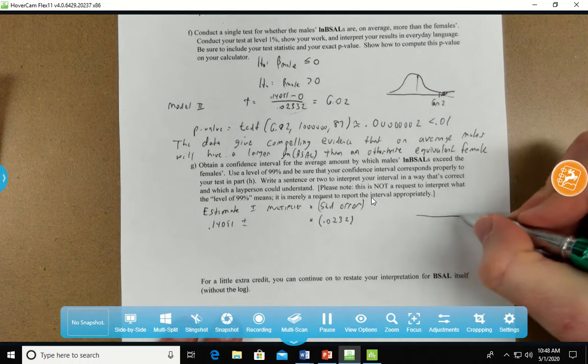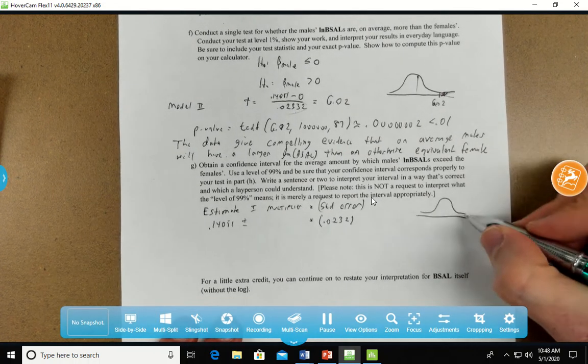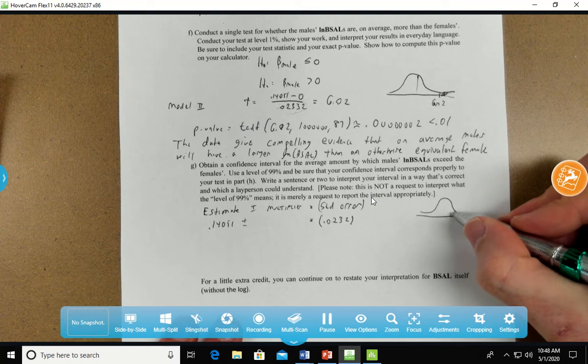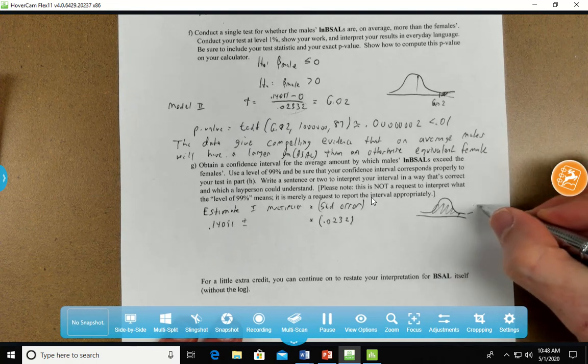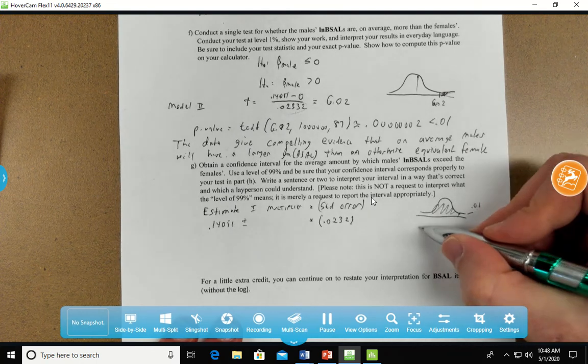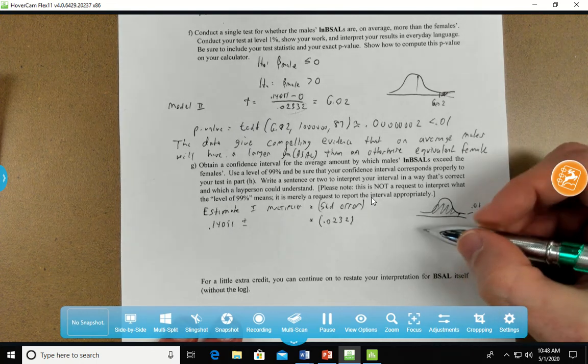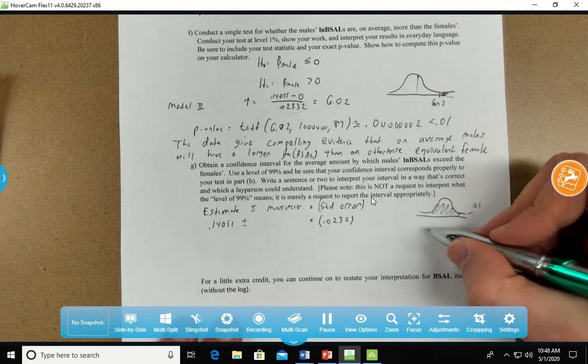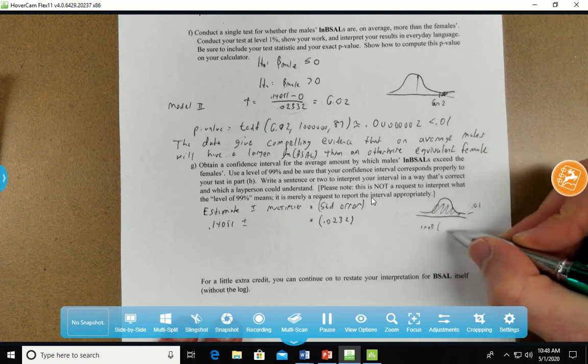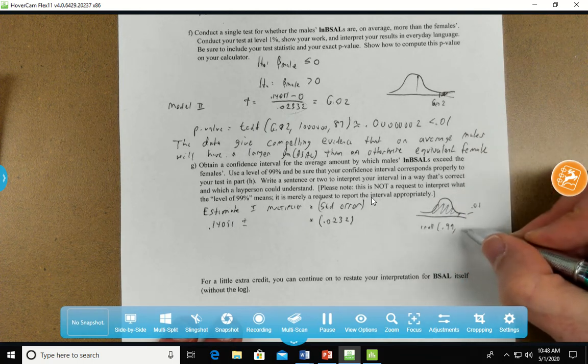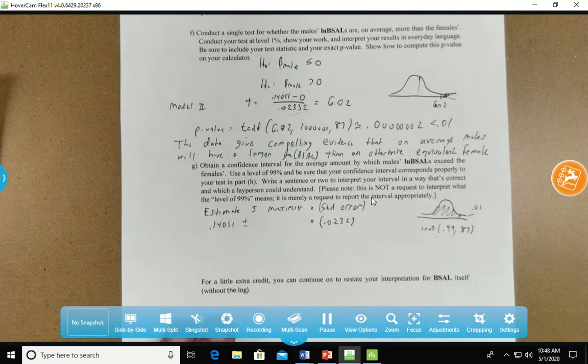All right, let's go to the side here. We've got a t-statistic, which is pretty good. We wanted a 99%, so we got 99%. And so I want 0.01. So I guess what I want to do is to do the inverse t of 0.99 with 87 degrees of freedom. Remember, the 87 was up there. And so remember how you do this.